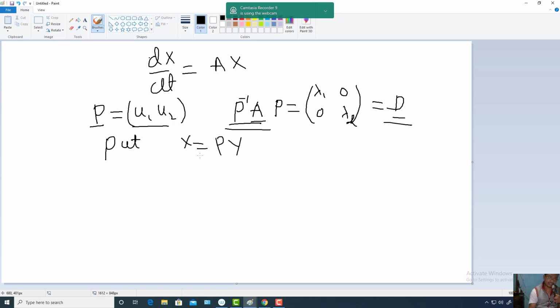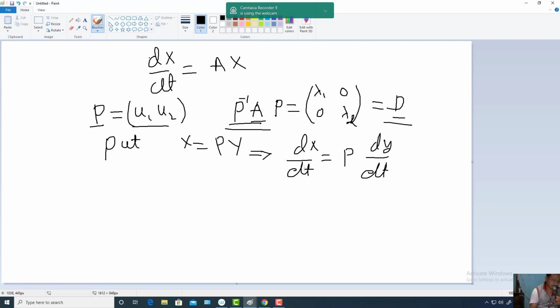Py is equal to x. Then what is dx by dt? From this, what do you get? Dx by dt is equal to p dy by dt. All right, so p dx by dt is equal to p dy by dt. So this, you get it, okay.